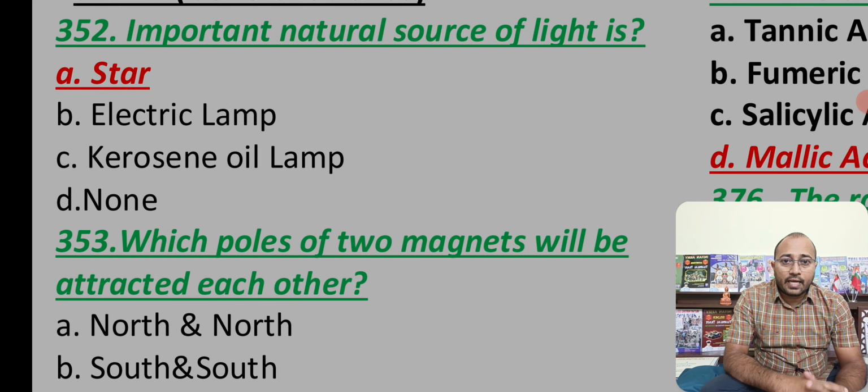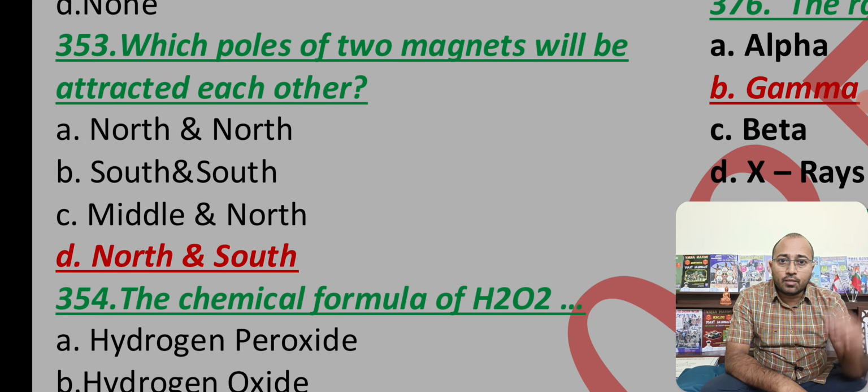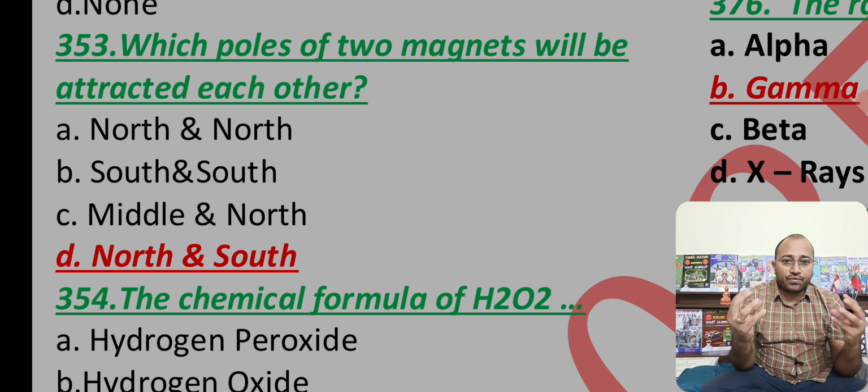Let us see next. Important natural source of light, we have the star, that is the sun, for example. Rest all is artificially made. The poles of two magnets will attract each other if it is north and south. Opposite poles attract each other, like poles repel each other.